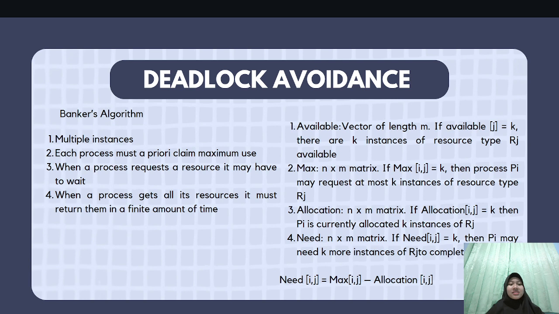Okay, next one is the banker's algorithm. There are multiple instances. Each process must a priori claim maximum use. When a process requests a resource, it may have to wait, and when a process gets all its resources, it must return them in a finite amount of time. There are data structures of length m and n, like here in the slide: available, max, allocation, and need, with explanations of each.